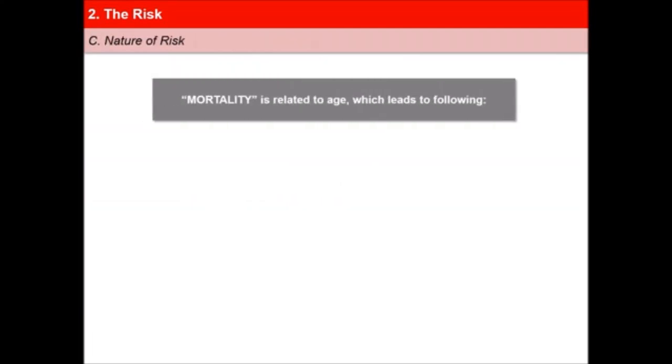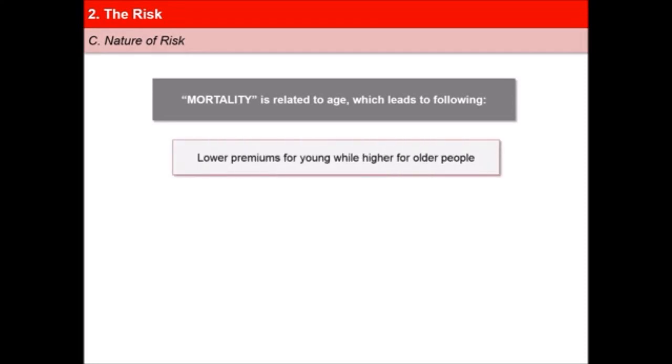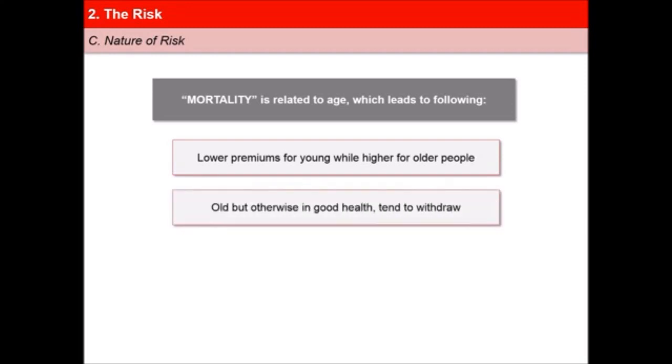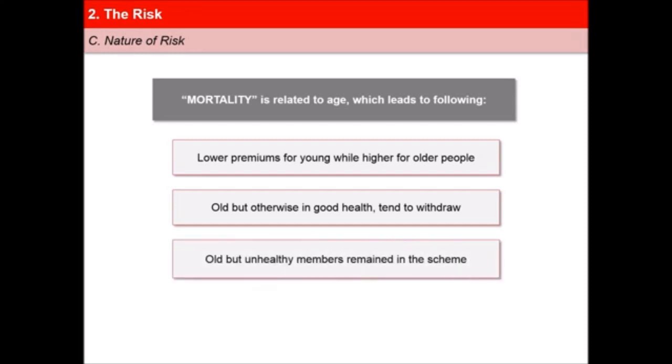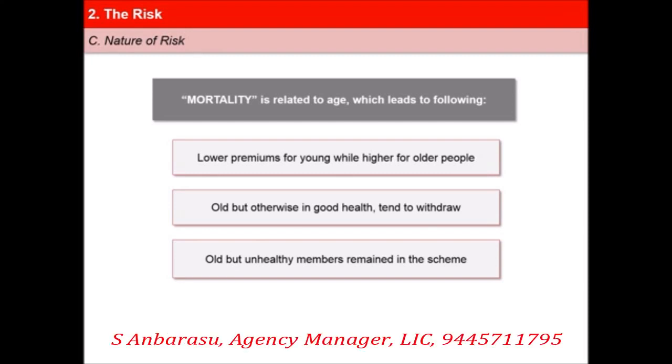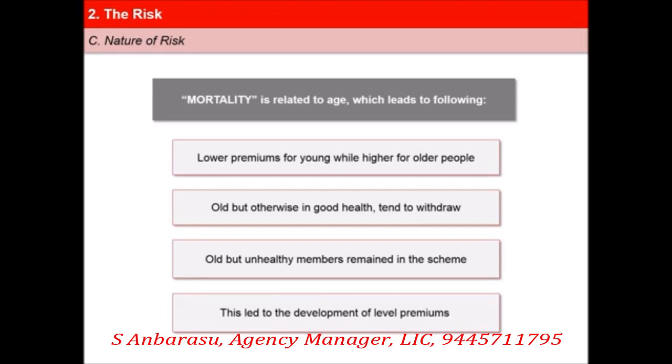Mortality is related to age, and hence young people who are less likely to die are charged lower premiums as compared to older people. But people who are old but otherwise in good health tend to withdraw, while unhealthy members remain in the scheme. This posed a serious problem to the insurance industry, and as a result, they developed contracts whose premiums could be afforded and paid by individuals throughout their life. This led to the development of level premiums.